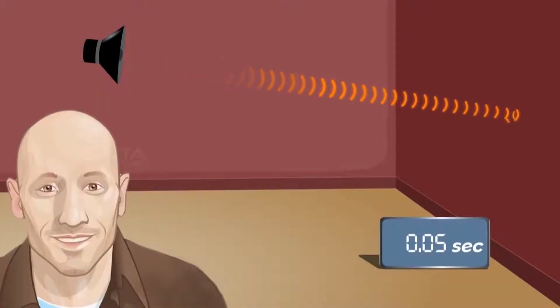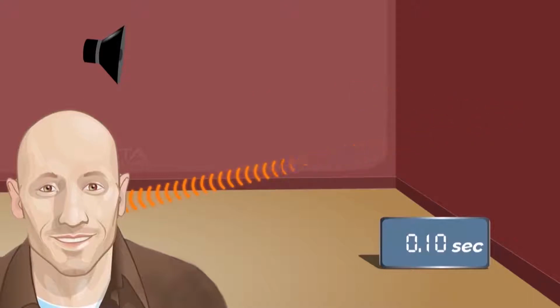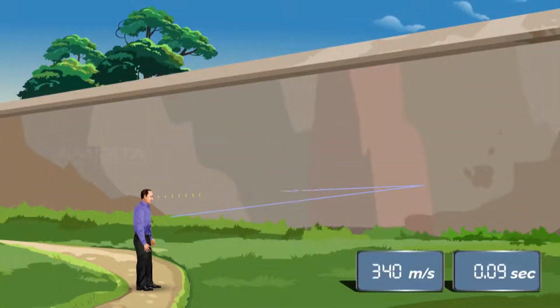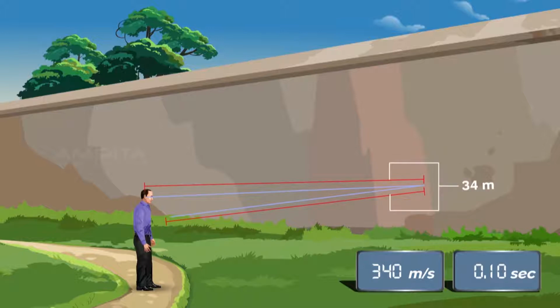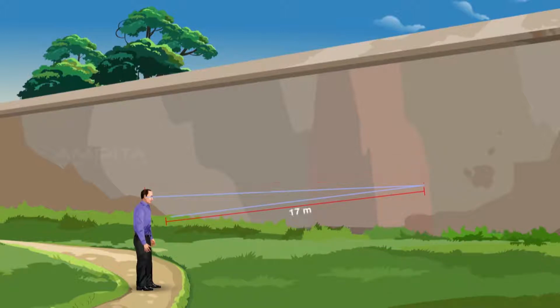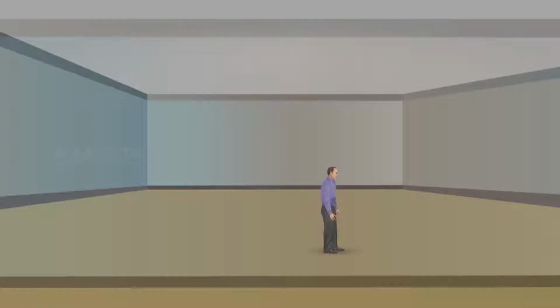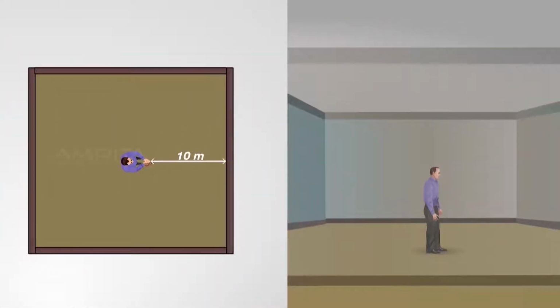Therefore, for an echo to be heard, the time interval between two sounds must be 0.1 seconds. As sound travels at a speed of 340 meters per second in air, the distance traveled by sound in 0.1 seconds is 34 meters. Therefore, to hear an echo, we need to stand at least 17 meters away from the wall. Now, what happens if there are 4 enclosed walls that are less than 17 meters away?